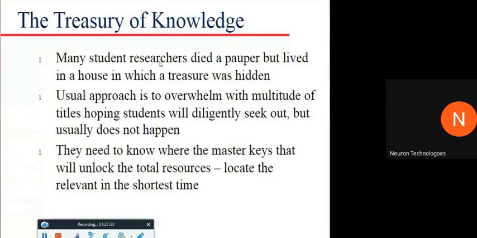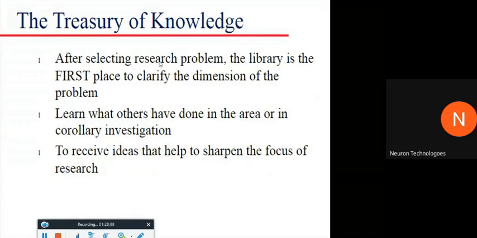Many student researchers died a pauper but lived in a house in which a treasure was hidden. It means that many researchers did a lot of work, but were unable to conclude their research, while the conclusion was in front of them and they were unable to find it. The usual approach is to overwhelm with a multitude of titles, hoping students will diligently seek them out, but that usually does not happen. So the main thing is how you conclude your research with the help of your selection of tools, rationally and with method as well.